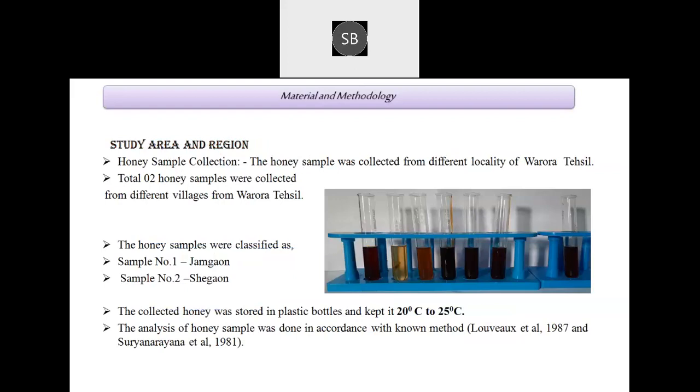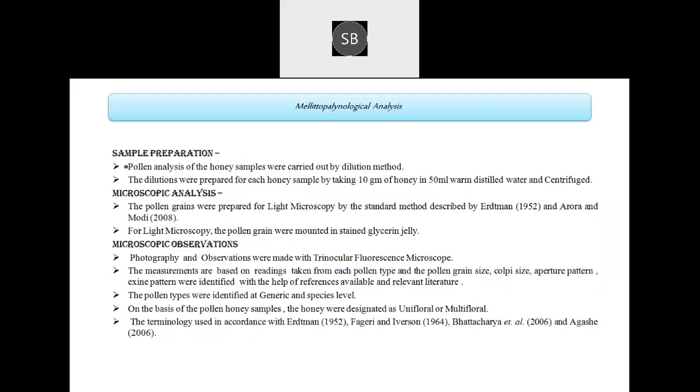Sample collection. All the samples were collected from different localities of Varora, that is my hometown. A total of 8 samples were collected, out of which the readings of 2 I have incorporated here. Collected samples were stored in bottles and kept at normal temperature.